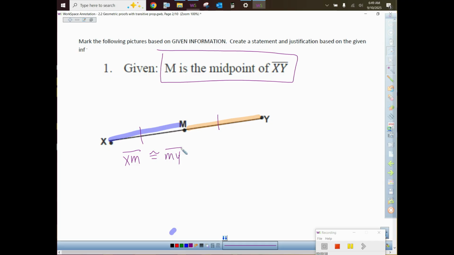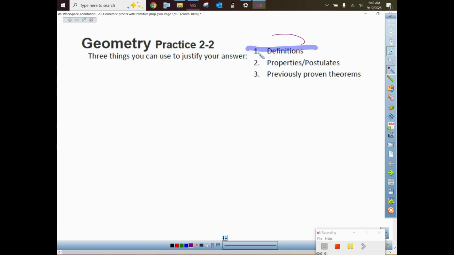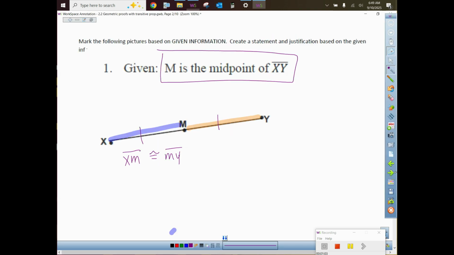And the reason is because we have a definition. We know that's what a midpoint means, so that is the definition of midpoint. And like I said, we can abbreviate definition as DEF, so the definition of midpoint, that's why those two guys are the same, because that's what a midpoint means.